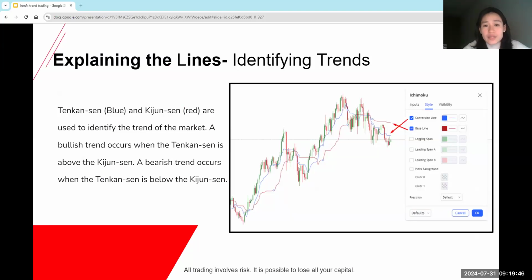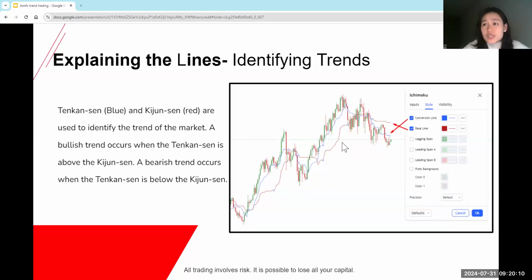Firstly, we have the Tenkan-sen, which is blue, and the Kijun-sen, which is the red line. These are both used to identify the trend of the market. A bullish trend occurs when the Tenkan-sen moves above the Kijun-sen, and a bearish trend occurs when the Tenkan-sen moves below the Kijun-sen. Again, the Tenkan-sen is the blue line, Kijun-sen is the red line.